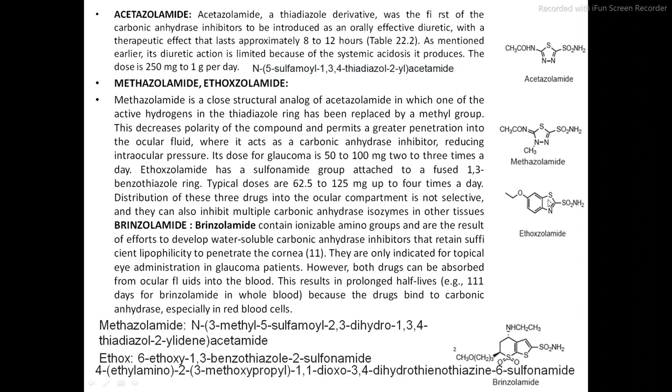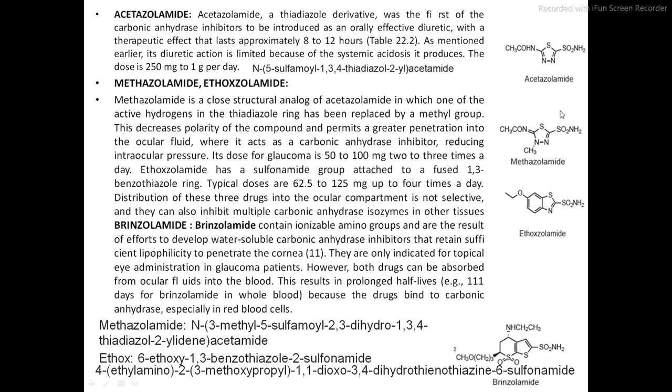We started from the N dash of the acetamide in the acetazolamide and methazolamide, because there was an amide group in the previous structures. Now here, if you check, there is no amide group. So we started the IUPAC nomenclature from the sulfur. Okay, we started the numbering from the sulfur. So 1, 2, 3, 4, 5, 6. So it is 6 ethoxy, 1,3-benzothiazole, 2 sulfonamide.